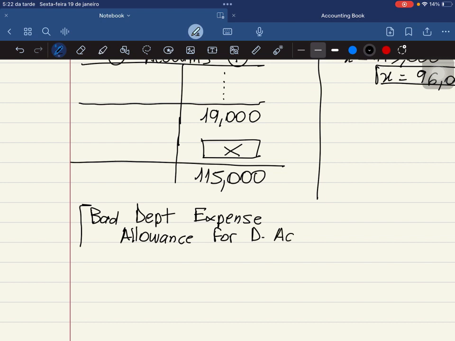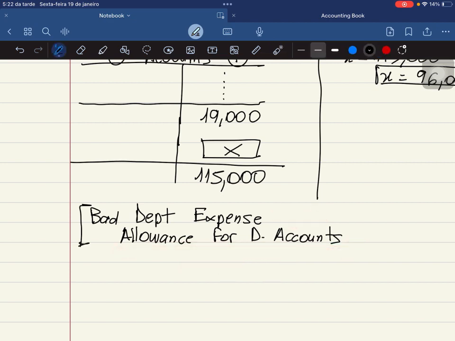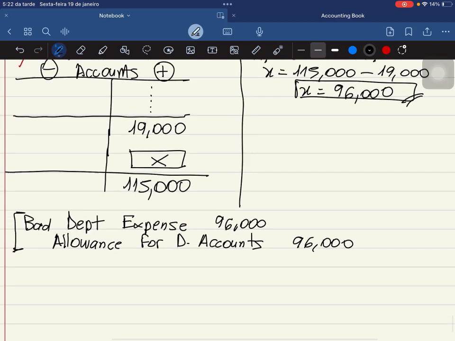And then we're gonna have some allowance for doubtful accounts. Write the full name, okay? Allowance for doubtful accounts, it is a minus and a plus, which means that this account is going up, right? Because I'm realizing that I'm going to have to spend money because of this bad debt. So I have to increase my allowance. This is why. And the amount is just 96,000. Okay.